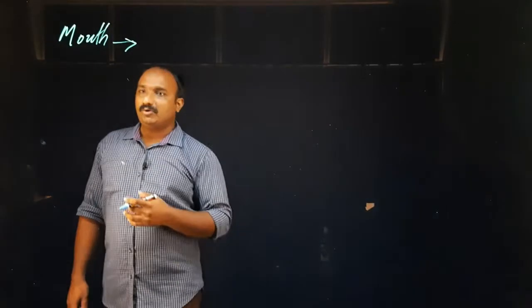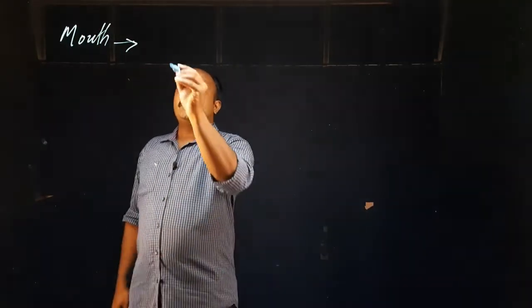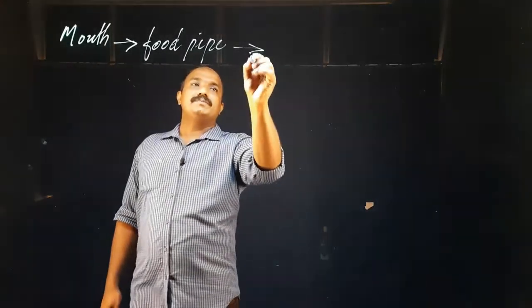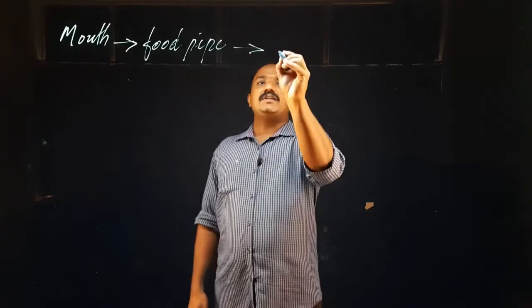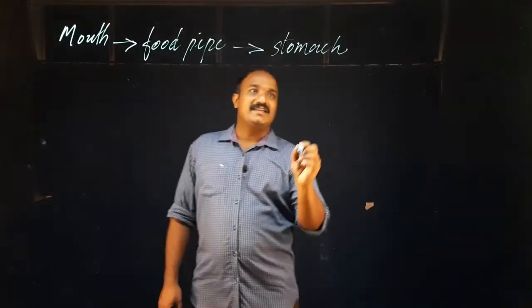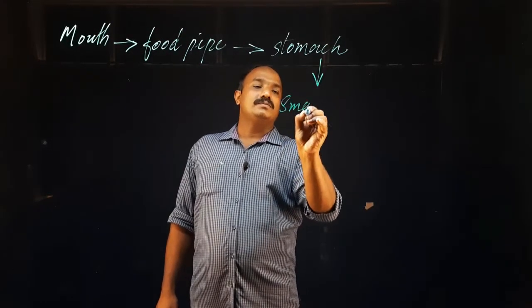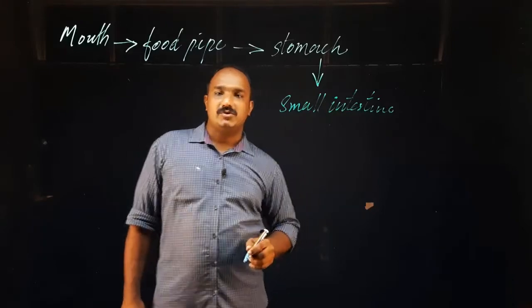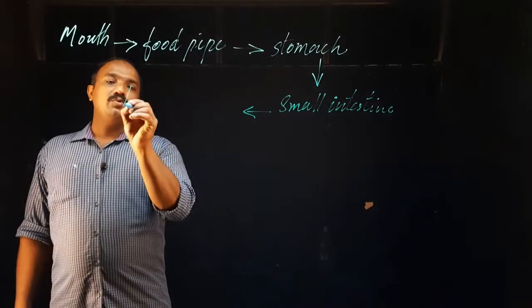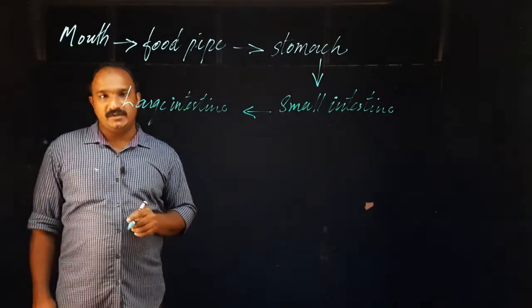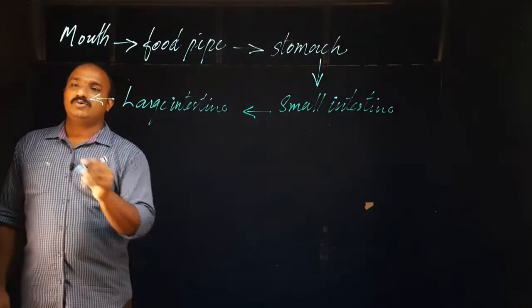First we will keep the food in the mouth. From the mouth, after chewing, it will be passed through a pipe, that is what is called the food pipe. Mouth, then food pipe. After that it will reach the stomach. Then from the stomach it will be passed into the small intestine. From the small intestine it will be moved to the large intestine. Then from the large intestine the waste materials are sent out through the anus.